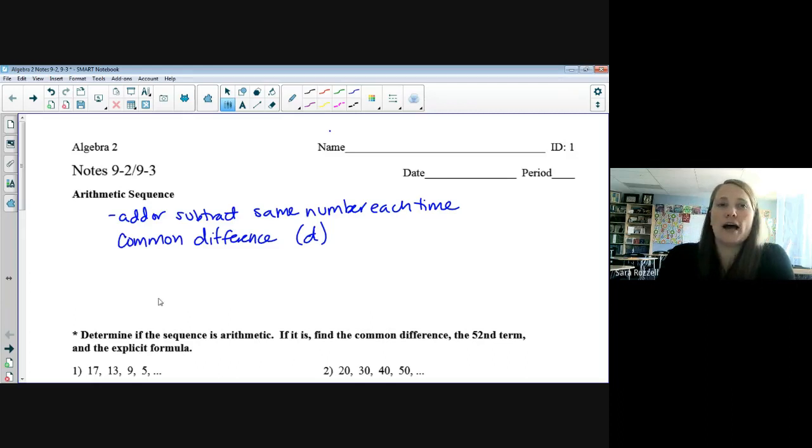So I'm going to show you guys how we would write the recursive formula and also how we would write the explicit formula for an arithmetic sequence. And once you know the specific things in it, it's not as hard as last time's trying to find the explicit formula. So we'll start with recursive first.